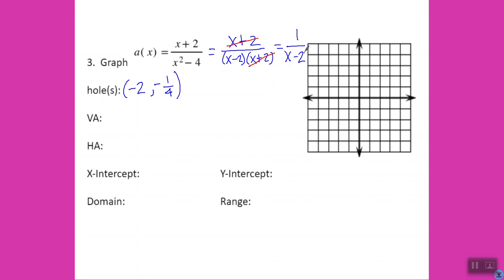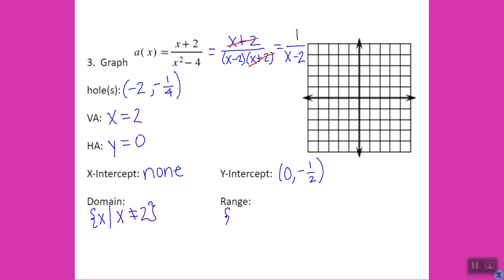Our vertical asymptote, whatever will make our new denominator 0, which would be x equals 2. Our horizontal asymptote, our degree is greater on the denominator, so it's y equals 0. Our x-intercept would be none. Our y-intercept would be 0, negative 1/2. Domain would be x such that x does not equal 2. And our range would be y such that y does not equal 0.